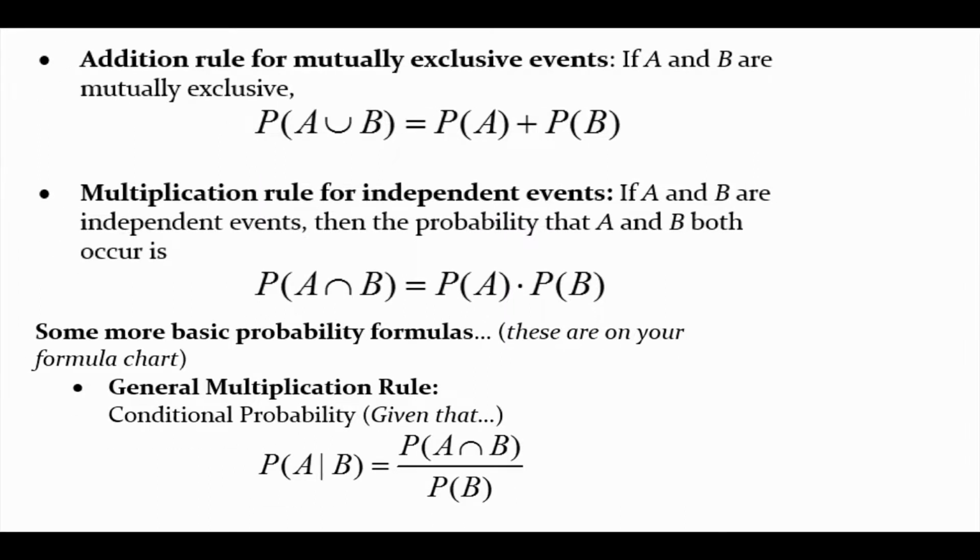Wait, by mutually exclusive, do you mean if they're the same? If no, if they can't happen at the same time. Two things that can't happen at the same time. I can't be a junior and a senior at the same time. Can't happen. I'm either a junior or I'm a senior.